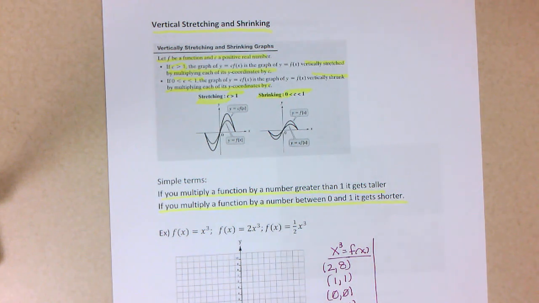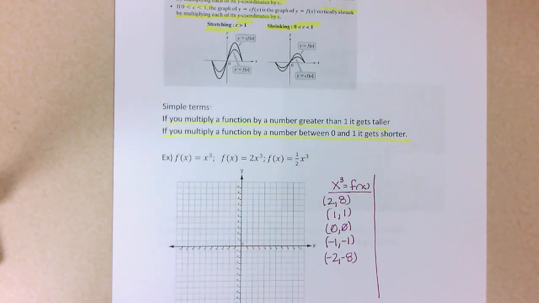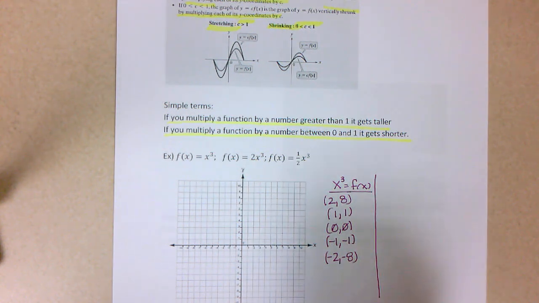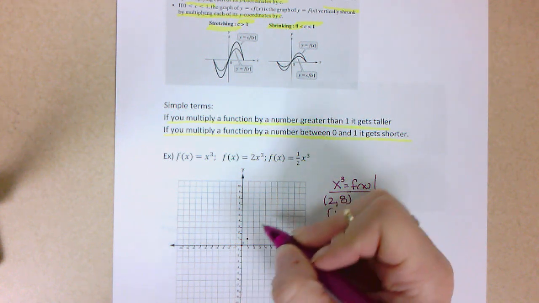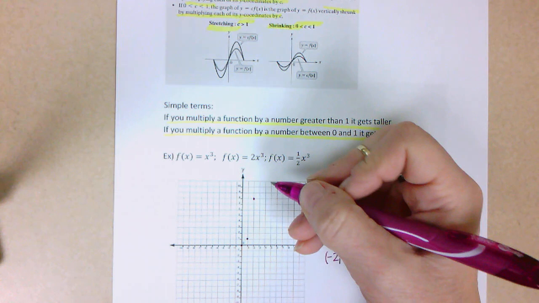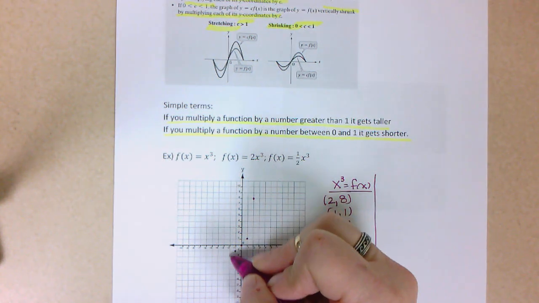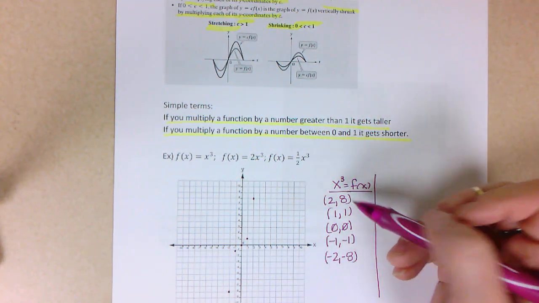Okay? So we could graph this. Oh, sorry. Jeez, epic teacher fail right there. Okay. So we're going to start at 0, 0, 1, 1, and 2, 8. -1, -1, and -2, -8. So this is our original f of x.